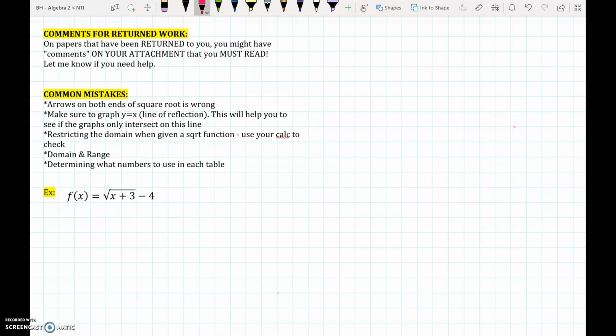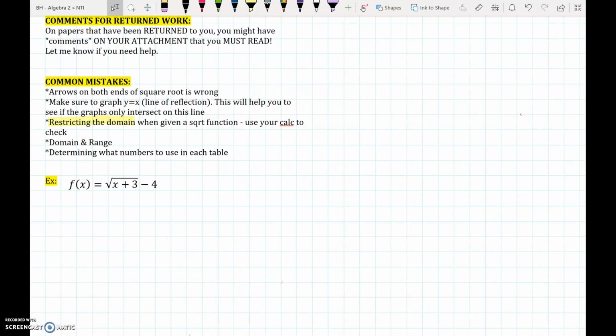Third thing, restricting the domain. This was a big one. When you are restricting the domain, that's just telling your reader that you know that it's only a half of a parabola, okay? And then domain and range just all together, and then determining what numbers to use in the table. So let's go ahead.